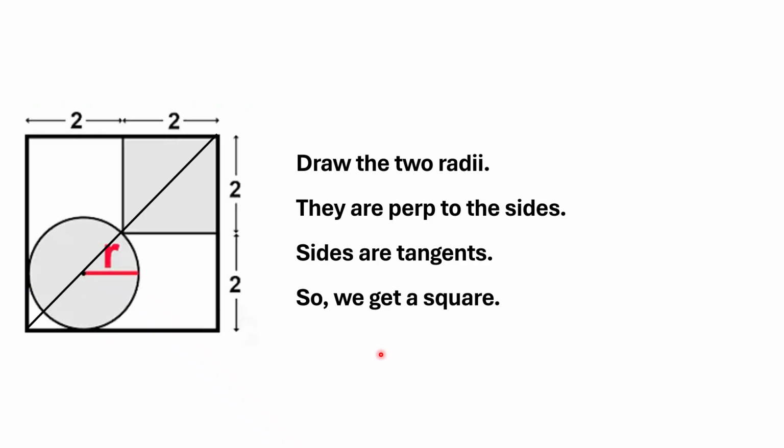So we get a square actually because the two radii will be equal, the two tangents will be equal, a radius is perpendicular to the tangent, and the corner of the square is already a right angle. So we get a square. So complete the small square by drawing two radii shown by dotted lines.